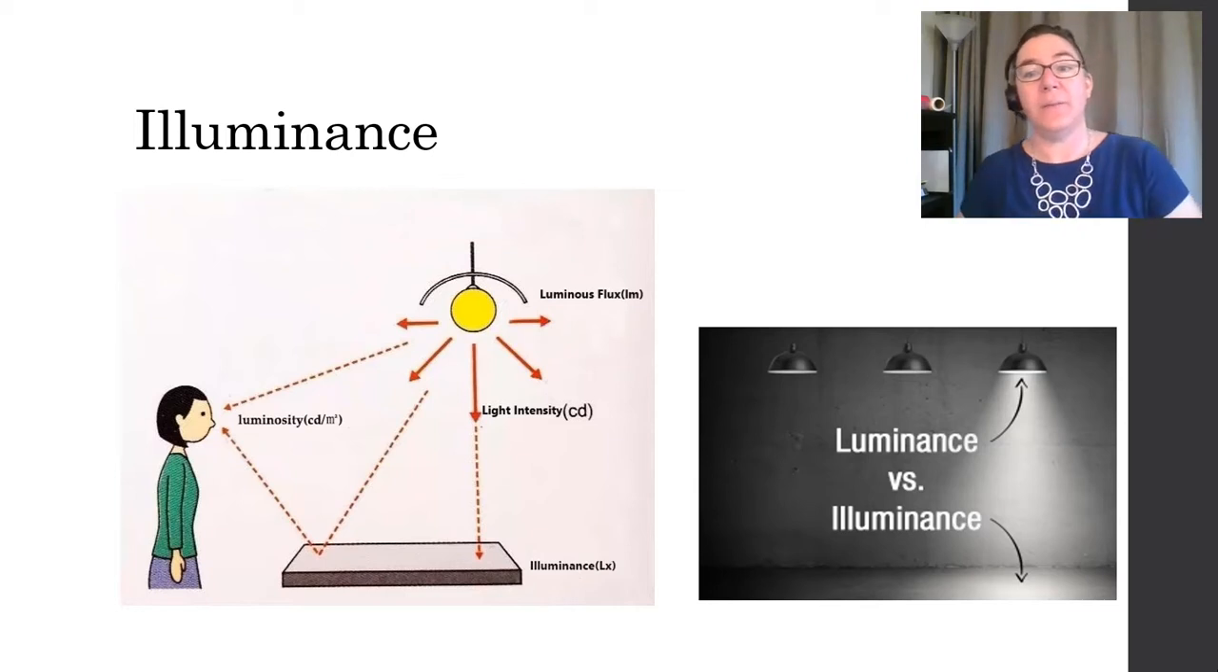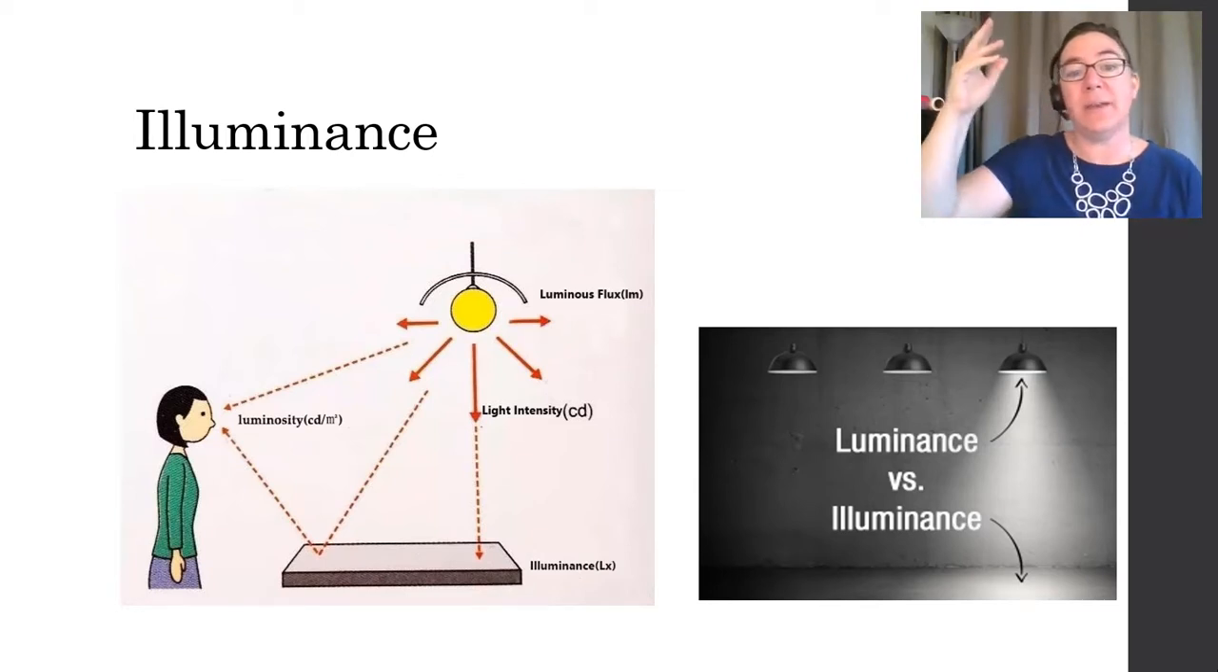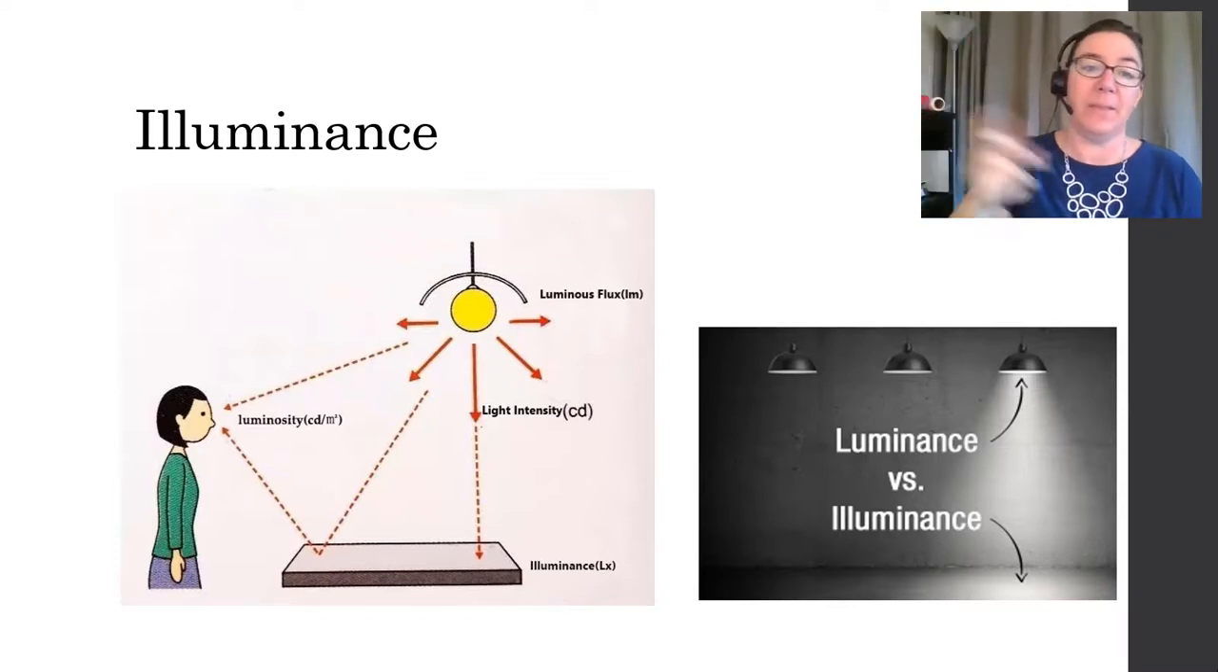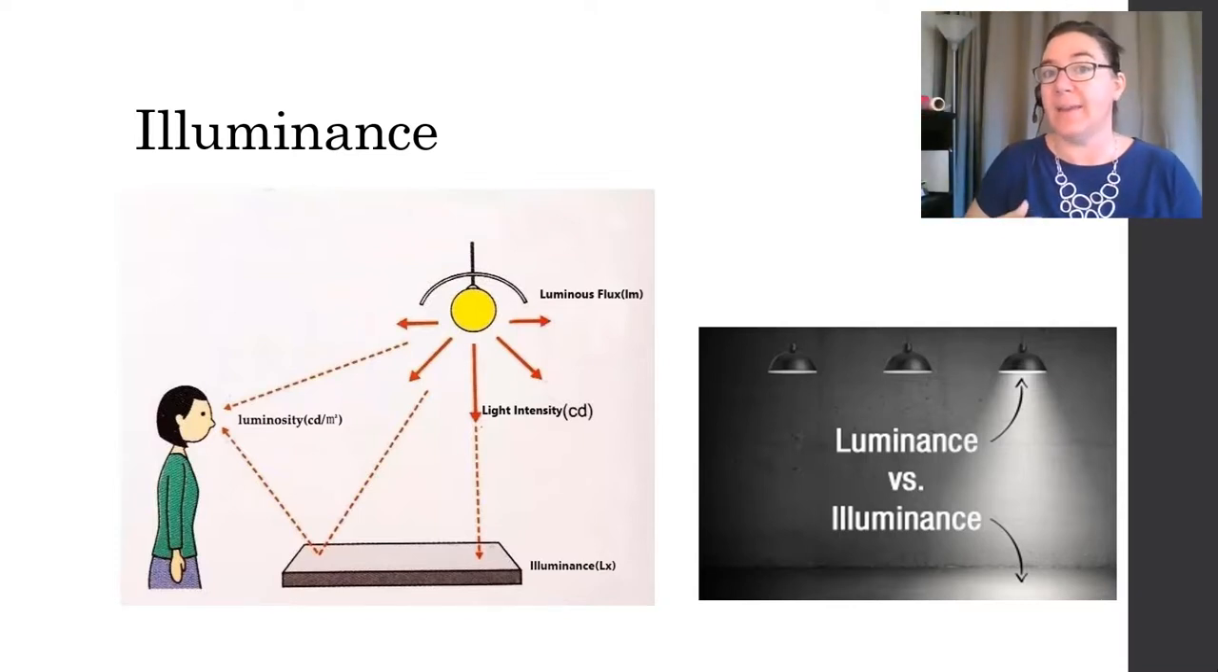On the right-hand side, we see kind of a quick and dirty definition. Luminance is, by the way, going to be the same as the light intensity or the candela or the light emitted in a specific direction. Illuminance is that light that has arrived and is lighting up. In this case, it looks like a floor.